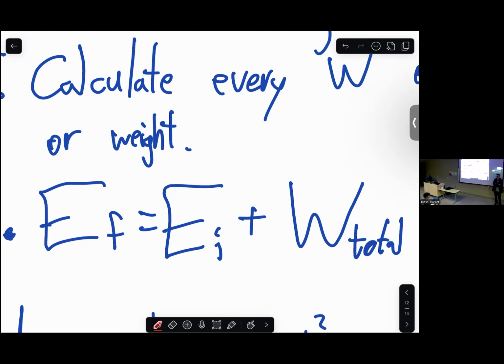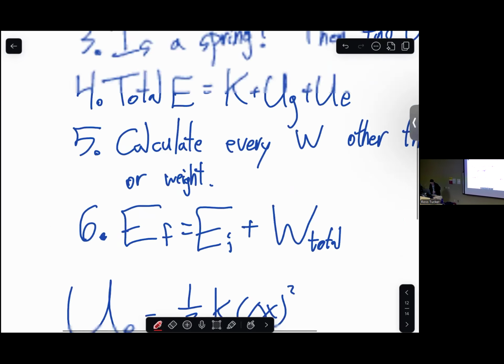What happens if I subtract initial from both sides? What do you get? Delta E. What's on the right side? Work. Change of energy is equal to work done. You are free to write it either way. Work equals change in energy. Final equals initial plus work.